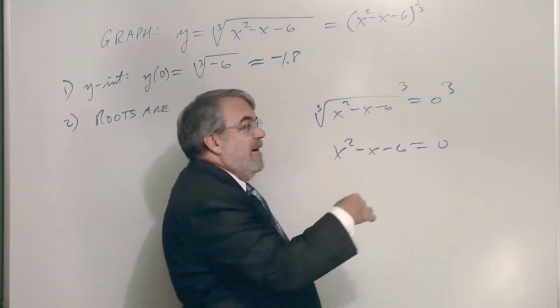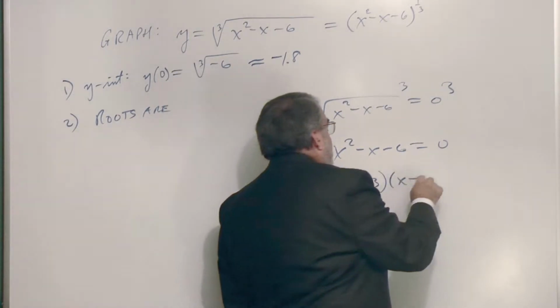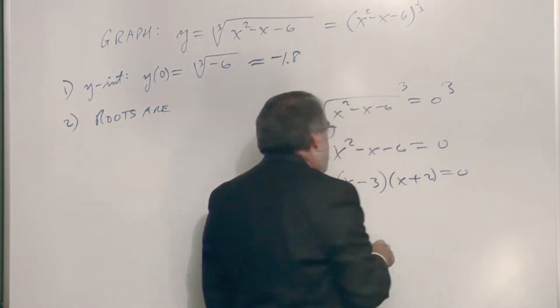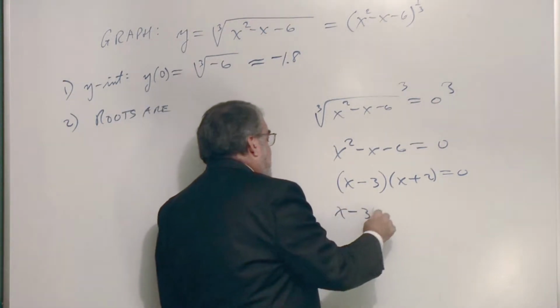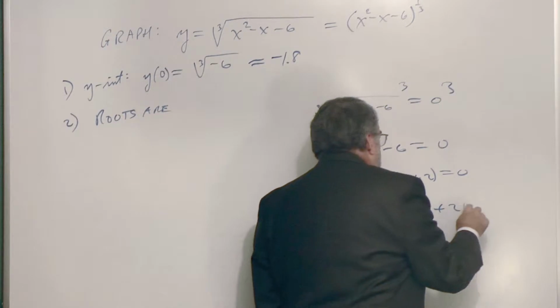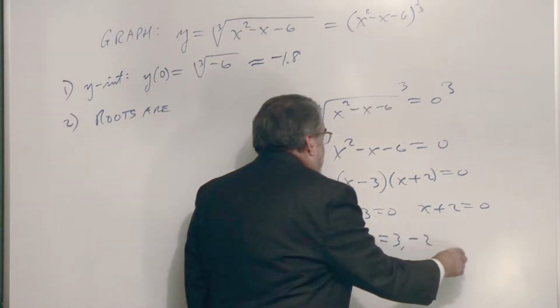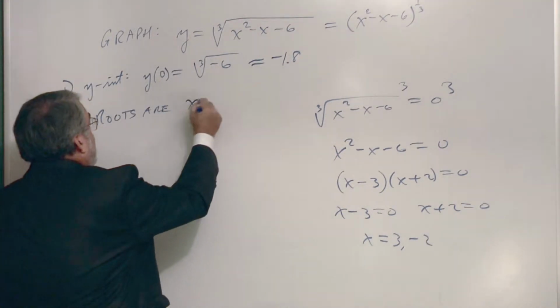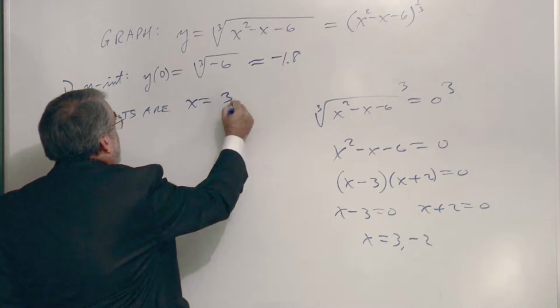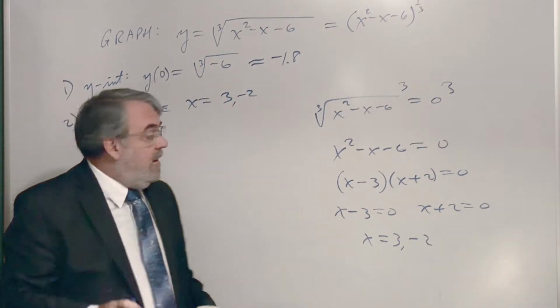And I rigged the problem so that it would factor nicely. (x minus 3)(x plus 2) equals 0. So again, we're solving by factoring, and set each factor equal to 0, in case you're still a little rusty at this stuff. So x would be 3 and -2. That's what makes that function equal to 0. So the roots are x equal to 3 and -2.